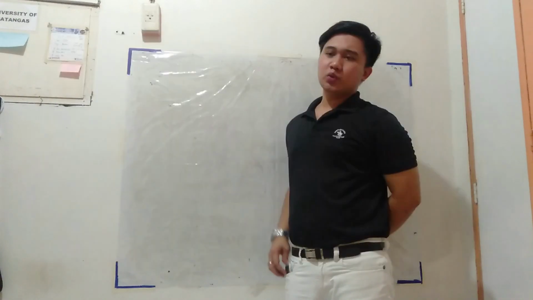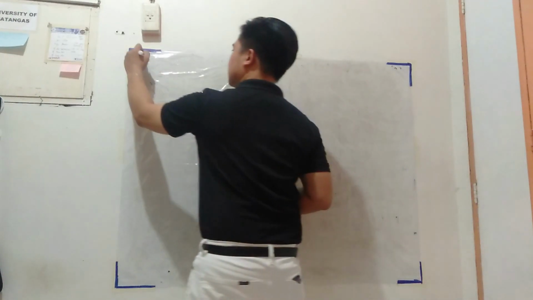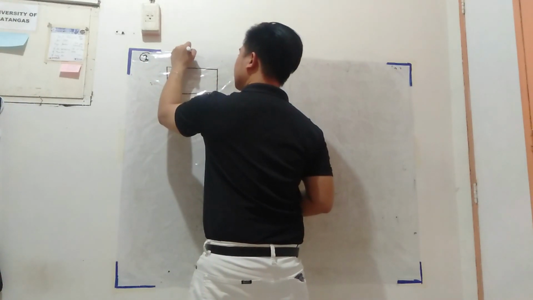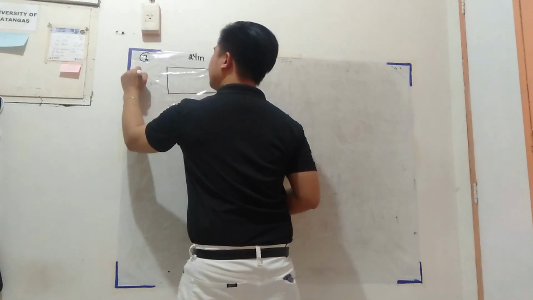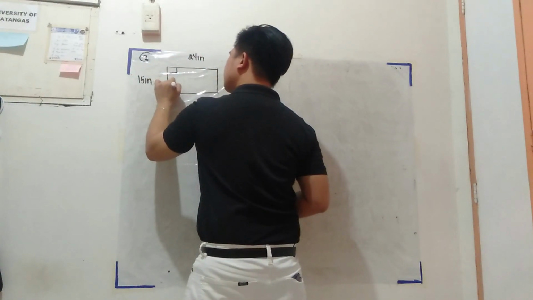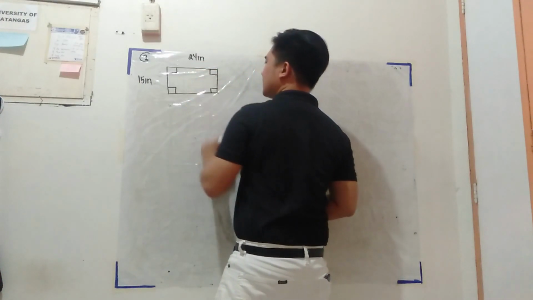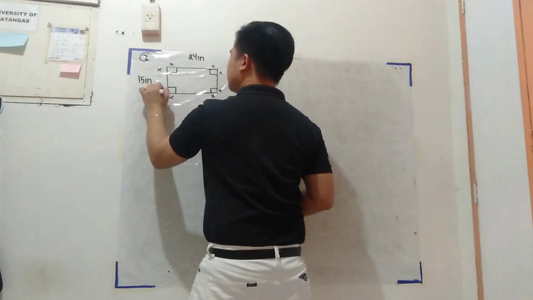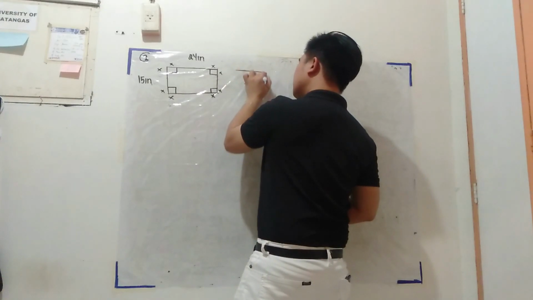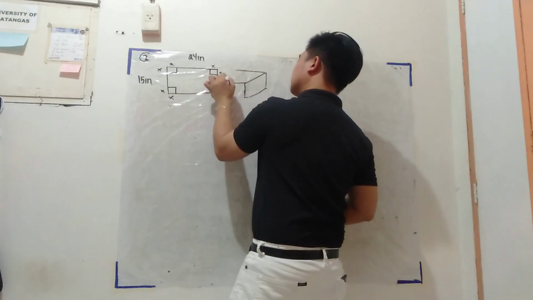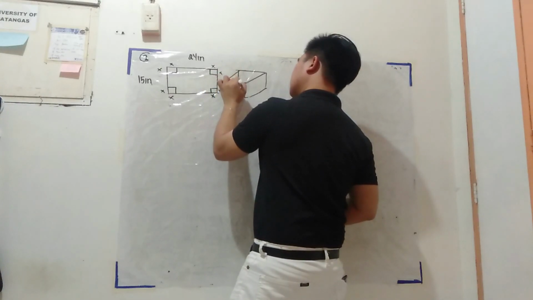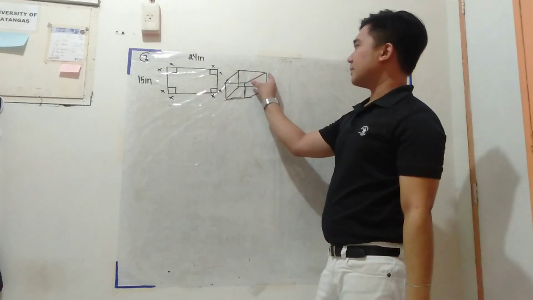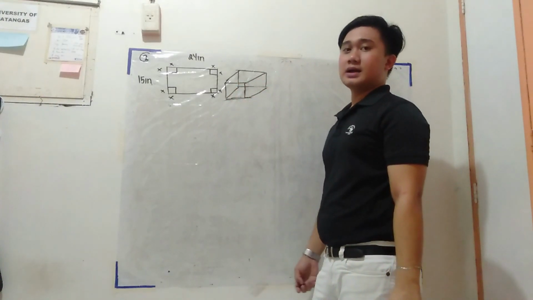Yung kanina, square yung cardboard, ngayon, rectangle. Kasi sabi, 24 inch by 15 inch. So, kaparehas pa din, kakatas tayo ng square sa mga sides, and ipo-fold natin para makabuo tayo ng box. Okay, so gaano to kahaba, gaano to kahaba.